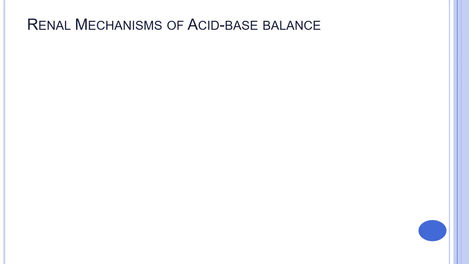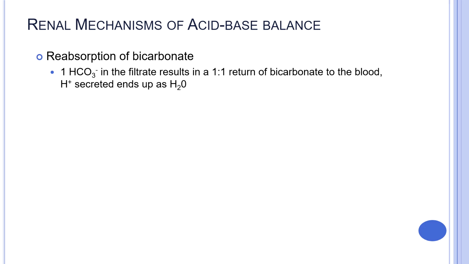Renal mechanisms of acid-base balance. So reabsorption of bicarbonate. One bicarbonate in the filtrate results in a 1-to-1 return of bicarbonate to the blood. Hydrogen ions are secreted and it ends up as water. We generate new bicarbonate to be added to our alkaline reserve, and this is done via excretion of buffered hydrogen ions in the collection duct.